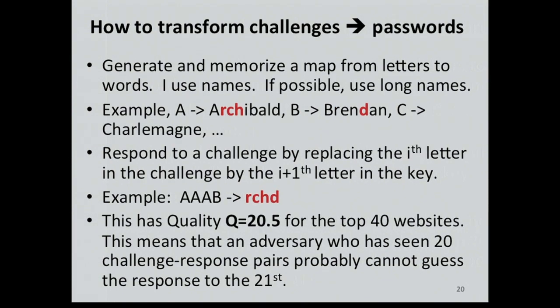If you want an even better method, then use slightly bigger words like Archibald instead of Archie, and Brendan instead of Bren, and Charlemagne instead of Charles. And then respond to a challenge by replacing the ith letter in the challenge by the i plus first letter in the key. So you see the first A gets turned into little r, the next A gets turned into little c, the next A gets turned into little h, and the B gets turned into D. So I use my fingers, 1, 2, 3, 4, 5. You keep track of which letter you're on, and then you pick out the corresponding letter. This has quality 20.5, so you can give away a lot more.